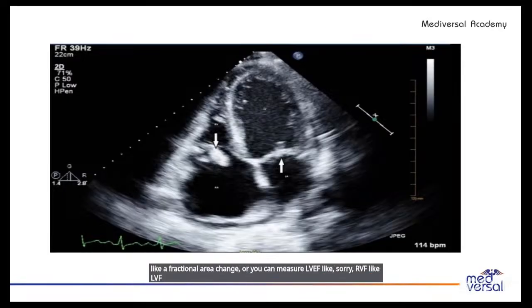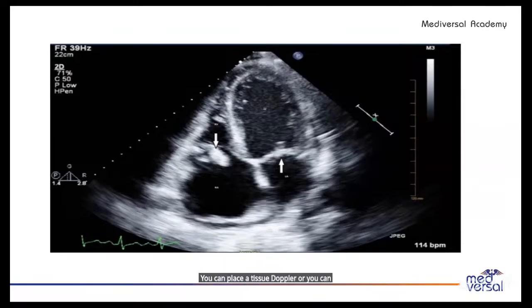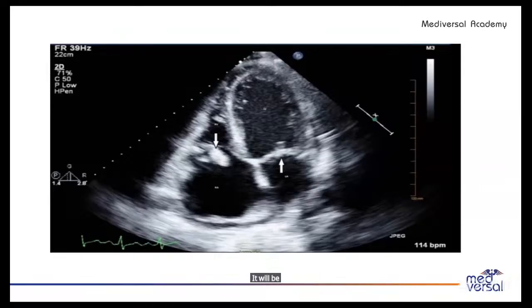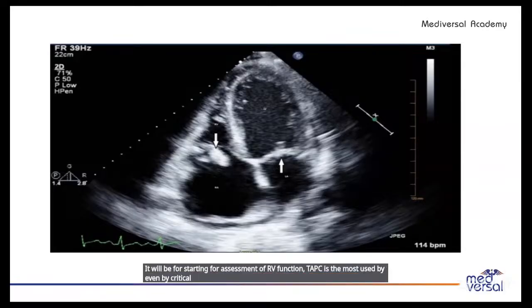And you can place a tissue Doppler, or you can measure TAPSE. Generally beginners, for assessment of RV function, will start with TAPSE. TAPSE is easy to measure, and it is a good starting point for assessment of RV function. TAPSE is the most used, even by critical care people, and even by beginners in cardiology training.